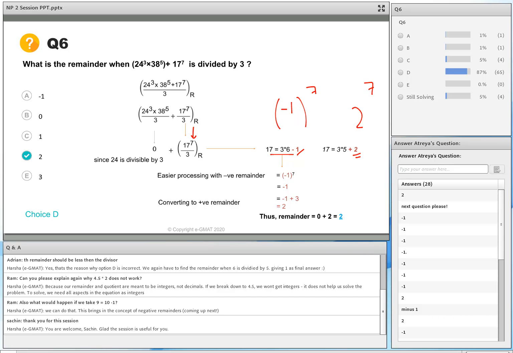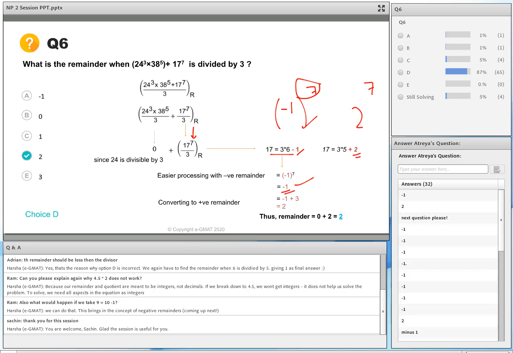So we have done the same thing over here. Now you understand why we learned negative remainders: so that the complexity of the calculations and the time I take in calculations become easy for me. Very quickly, -1 to the power an odd number always gives me -1. -1 to the power even gives me +1. So the final remainder is -1.